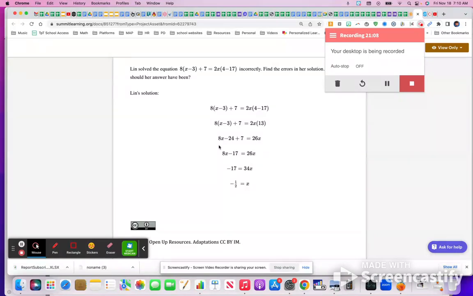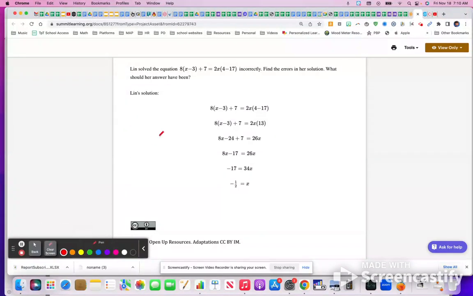Then let's see what she did. Then she did 8x minus 24 plus 7, which makes sense because it looks like she went ahead and did the distributive property, 8 times x and 8 times negative 3, which is negative 24. So that seems okay. And then here she did 2x times 13 is 26x. So that makes sense. All right. So then looks like she did negative 24 plus 7. So that would be the same as 7 minus 24. So that would be a negative 17. That makes sense. 8x. And it's still 26.